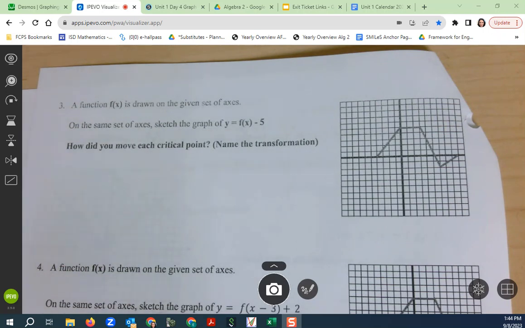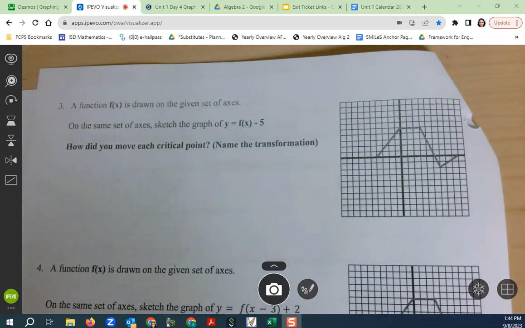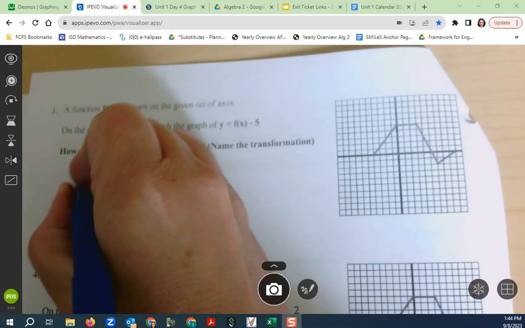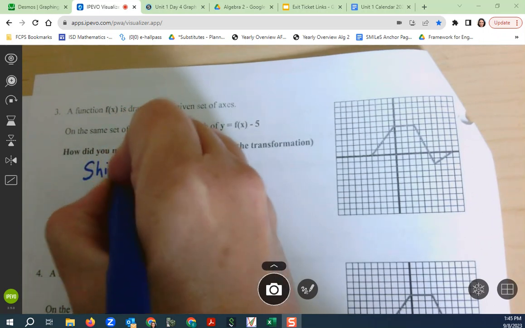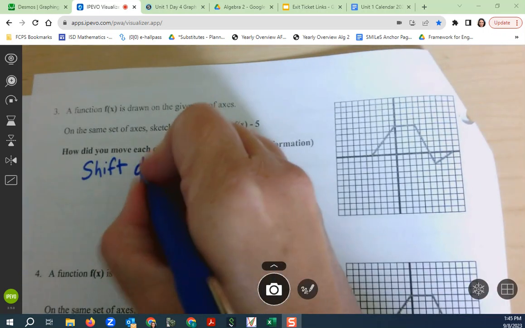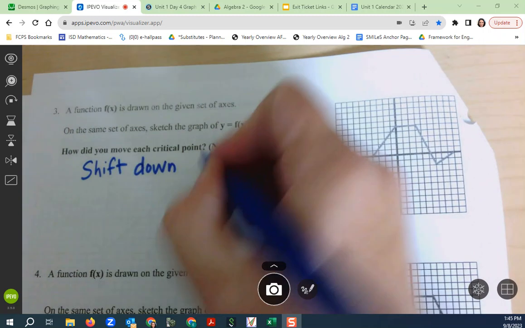I have a suggestion of up, down. Anybody want to join in on up, down? Yeah? Yeah. Because it's outside of the parentheses, it's going to be up, down, and specifically it's going to be down. Okay? So we are going to shift down 5.